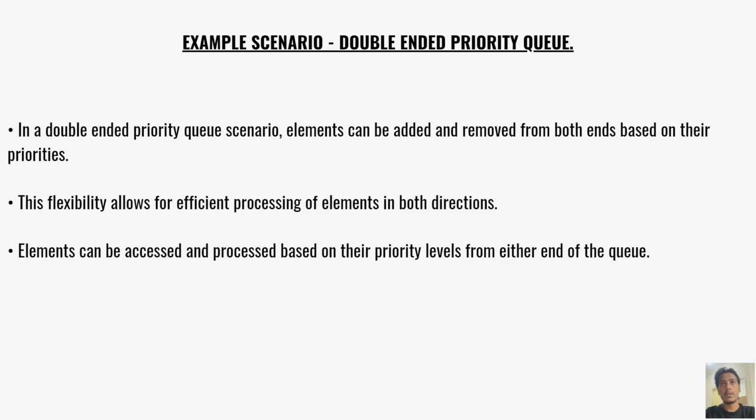Example scenario for double-ended priority queues. In a double-ended priority queue scenario, elements can be added and removed from both ends based on their priorities. The flexibility allows for efficient processing of elements in both directions. Elements can be accessed and processed based on their priority levels from either end of the queue.